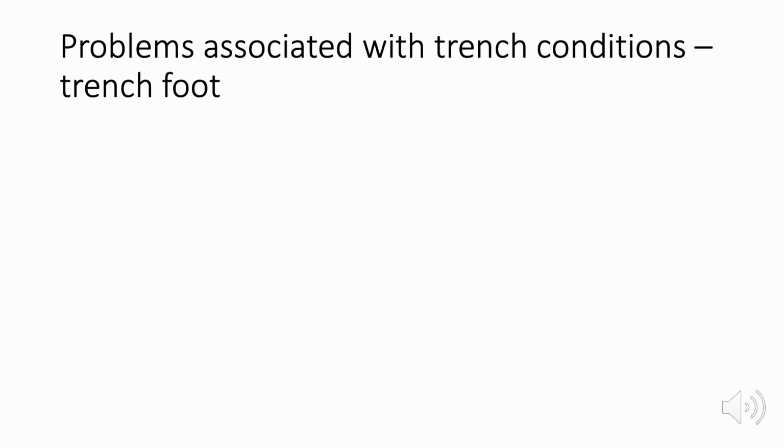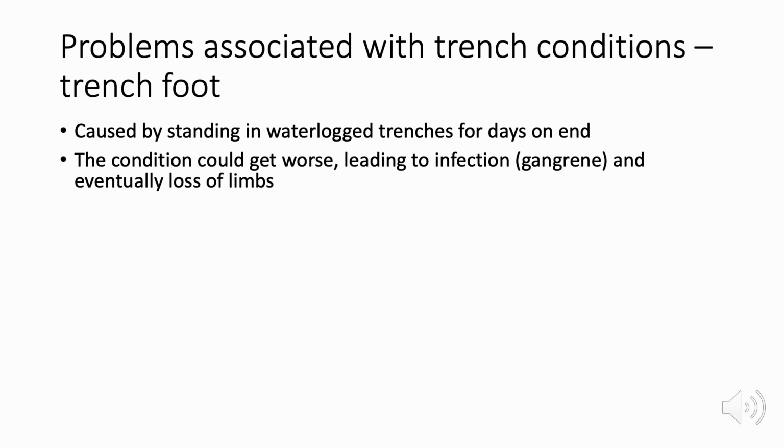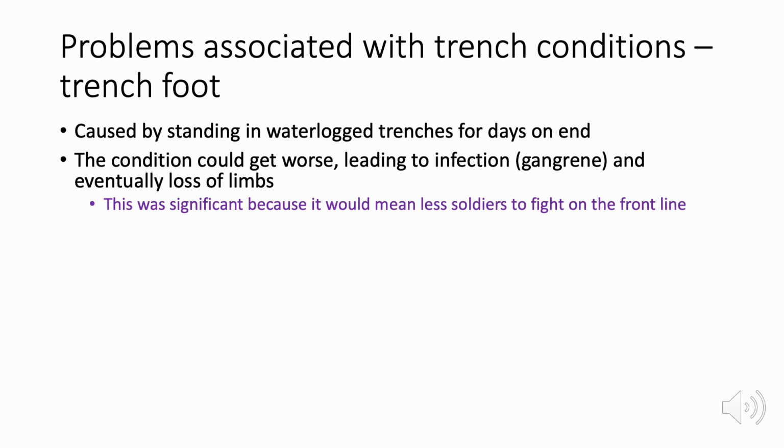The way Edexcel have divided this topic is there's a hefty section focused on problems associated with trench conditions. The first problem we need to look at is trench foot. Trench foot, very simply, is caused by standing in waterlogged trenches, when there's too much water in the trench from rain, and the result is the foot becomes infected. Our key term there is gangrene, and that can eventually lead to a loss of limbs, especially if the infection spreads.